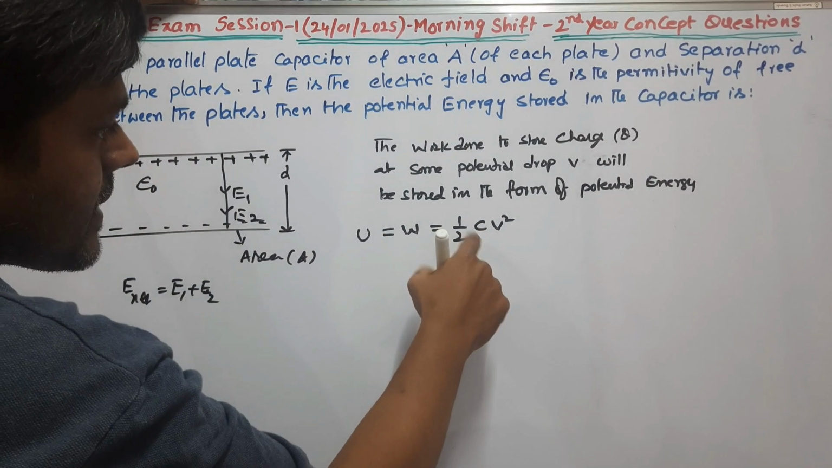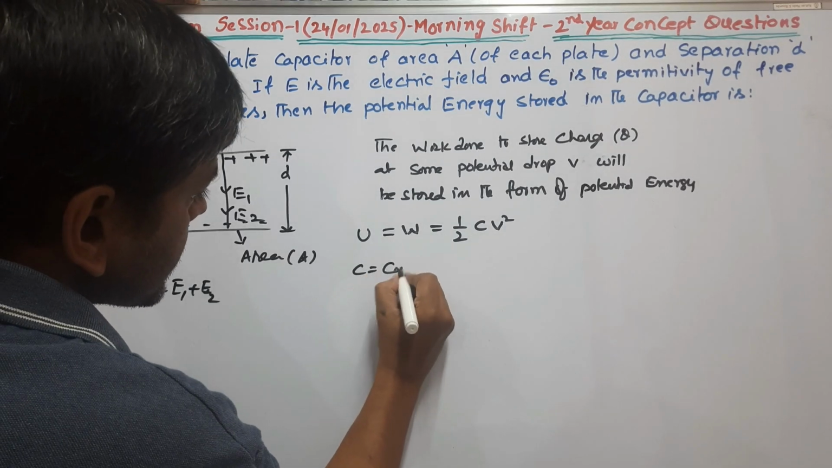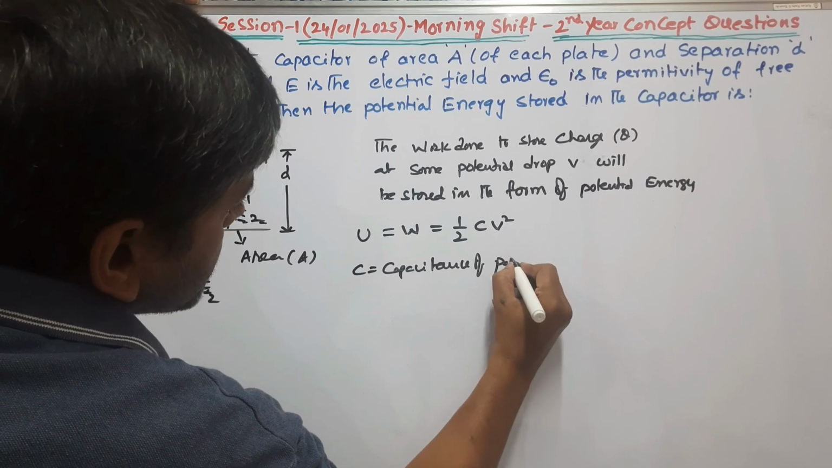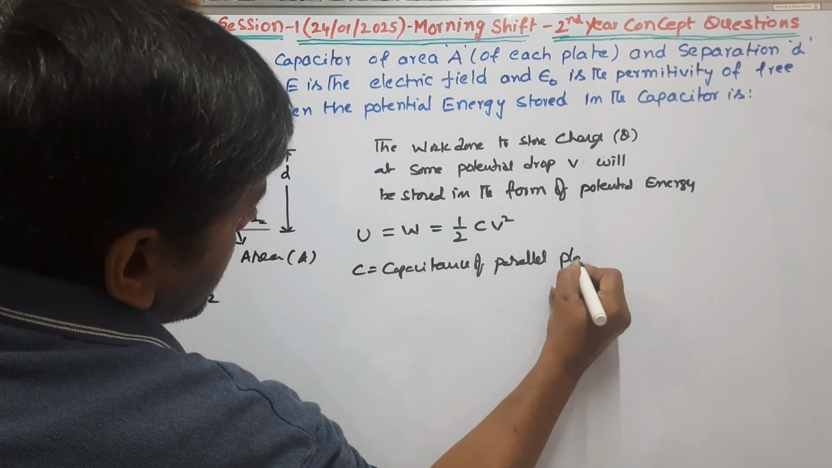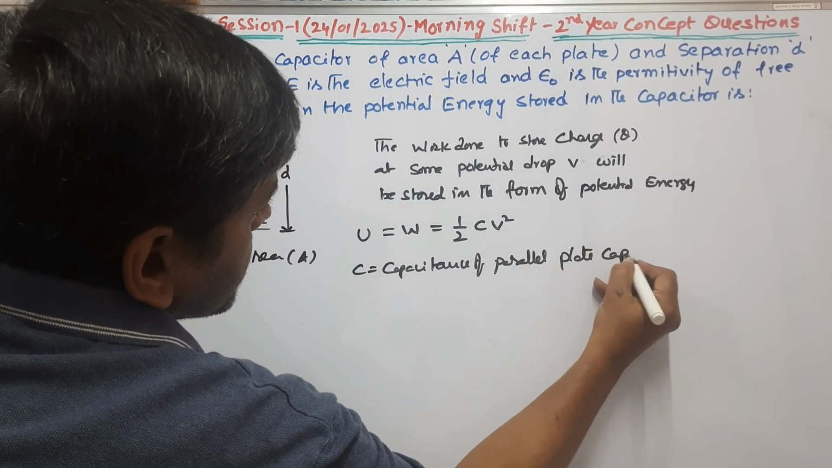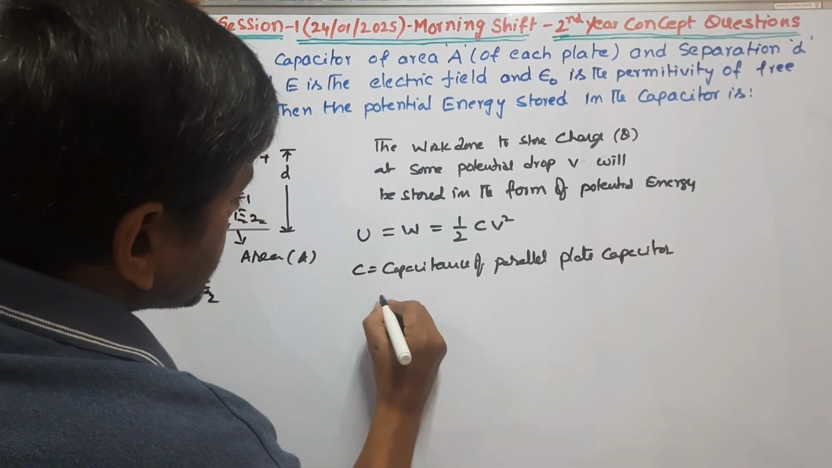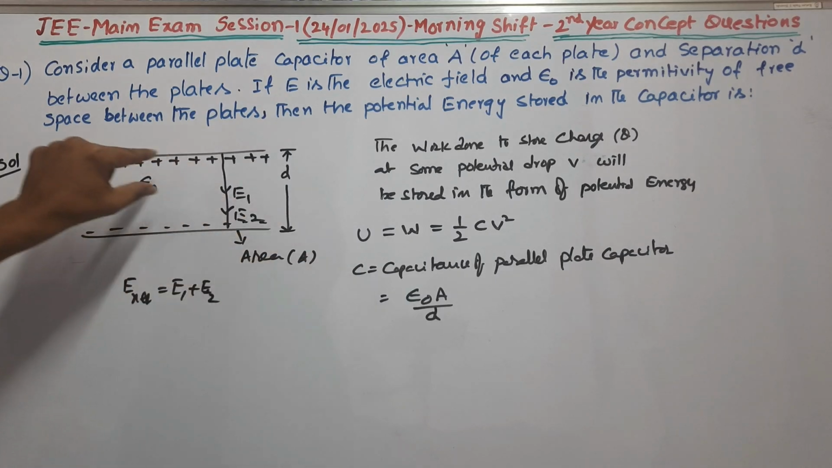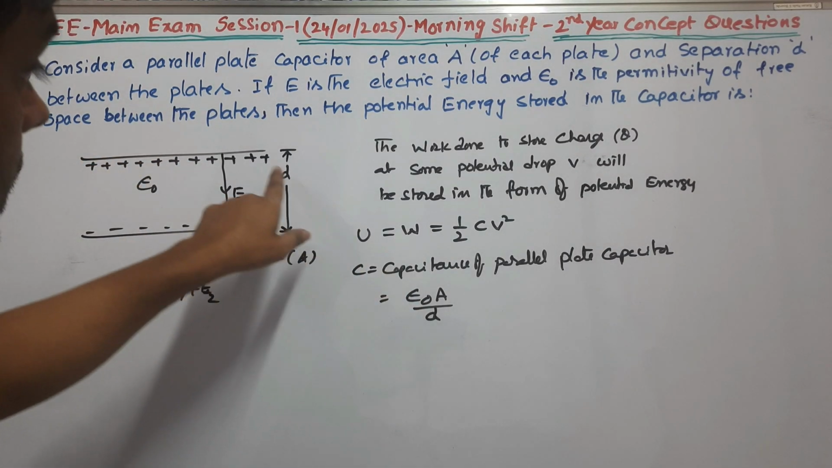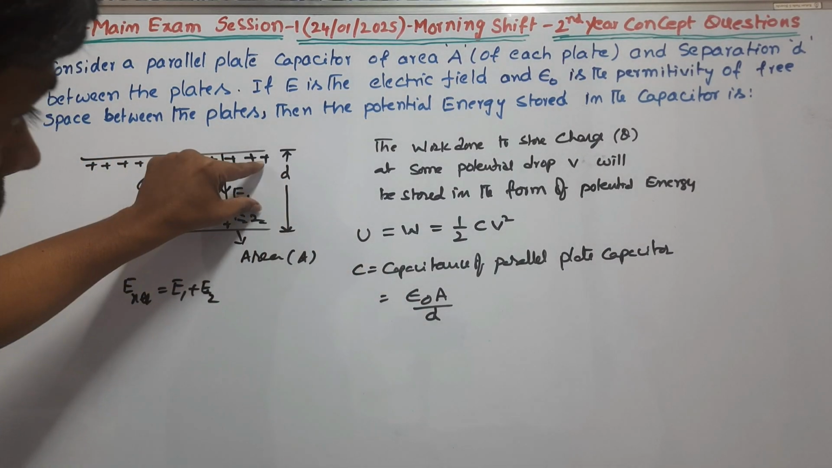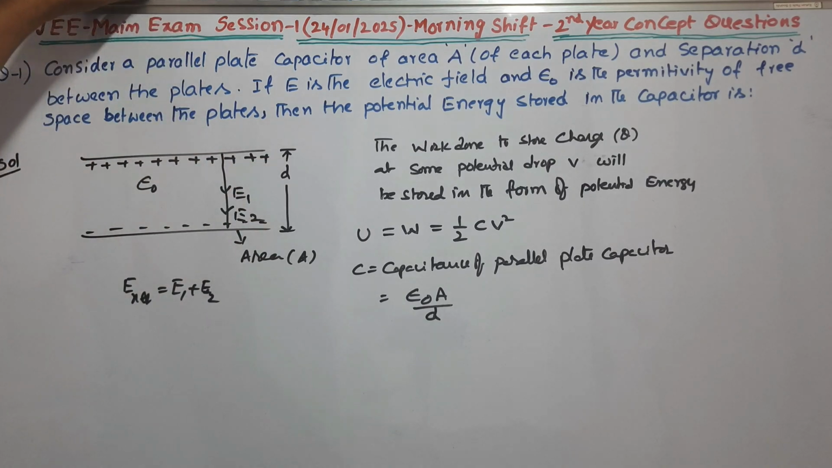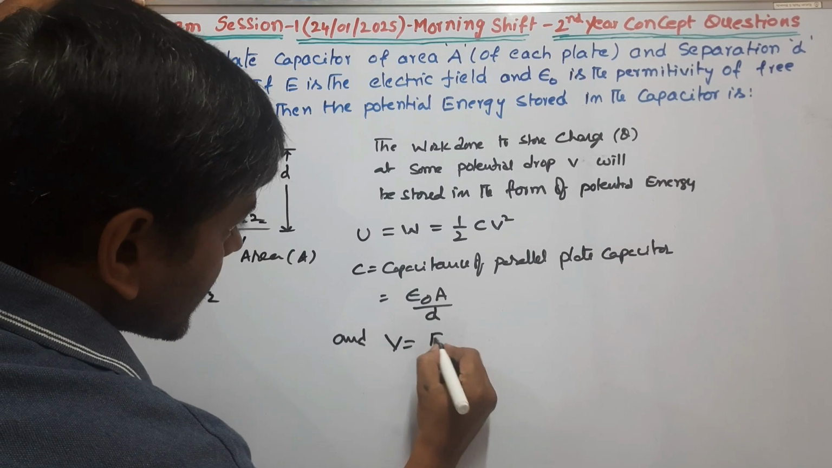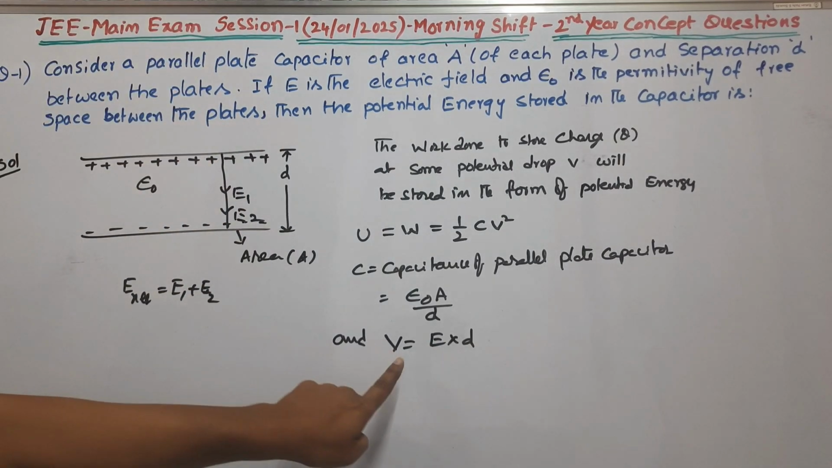Now this capacitance C of a parallel plate capacitor is epsilon naught A by D. That means the capacitance of a parallel plate capacitor depends on the cross-section area of the plates and the separation between the two parallel plates. And V is equal to E into D, potential equals electric field into distance.